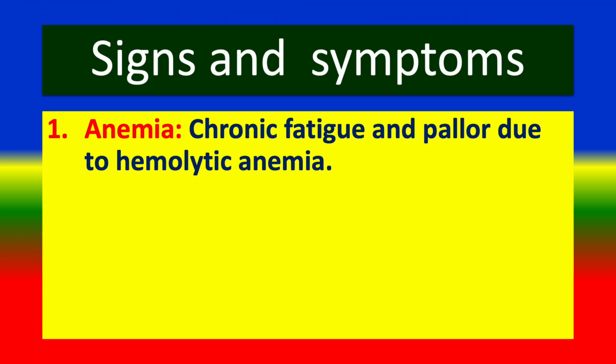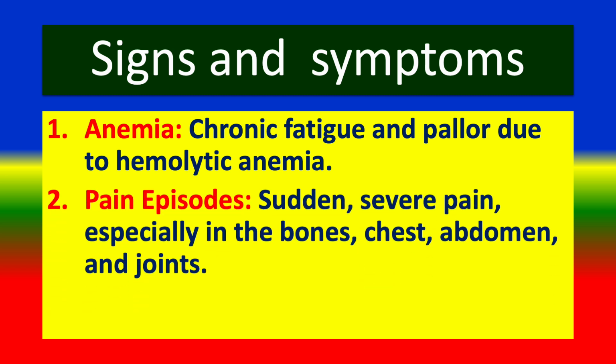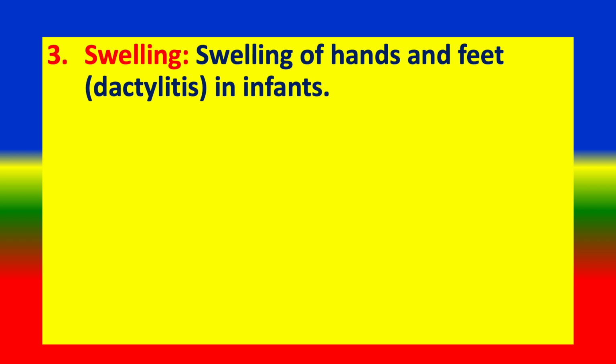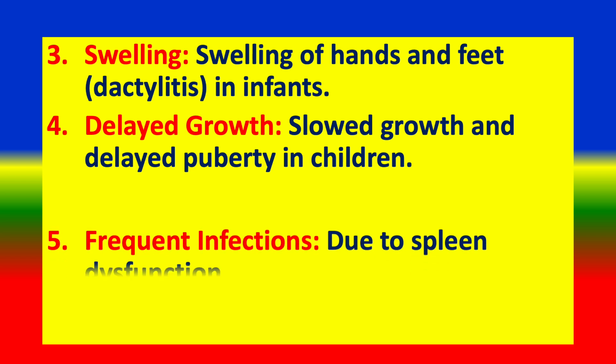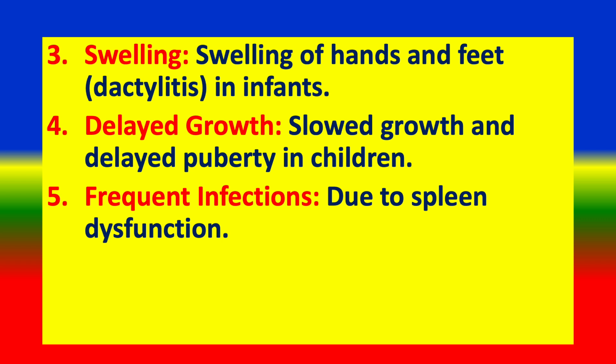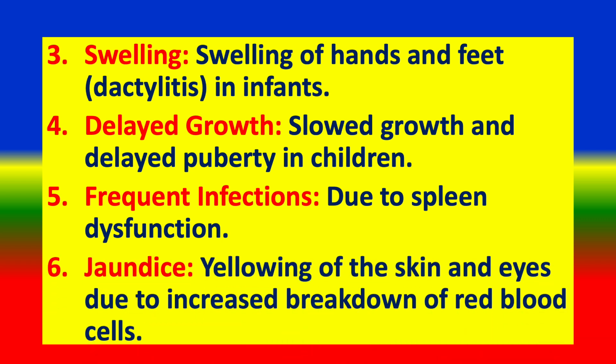Signs and symptoms. 1. Anemia, chronic fatigue and pallor due to hemolytic anemia. 2. Pain episodes, sudden severe pain, especially in the bones, chest, abdomen and joints. 3. Swelling of hands and feet in infants. 4. Delayed growth, slowed growth and delayed puberty in children. 5. Frequent infections due to spleen dysfunction. 6. Jaundice, yellowing of the skin and eyes due to increased breakdown of red blood cells.